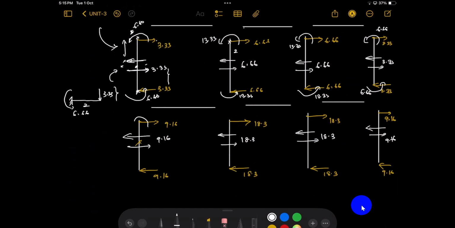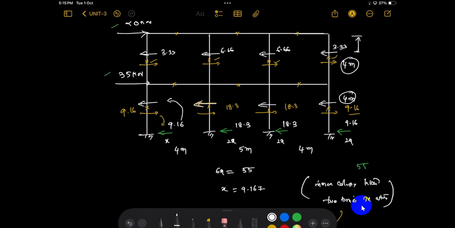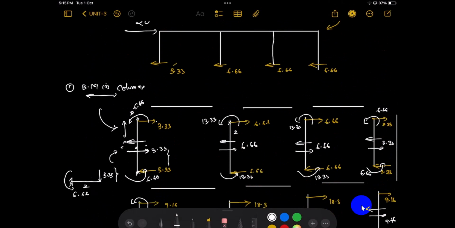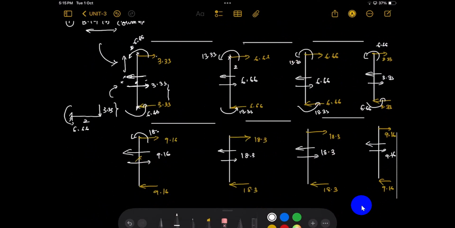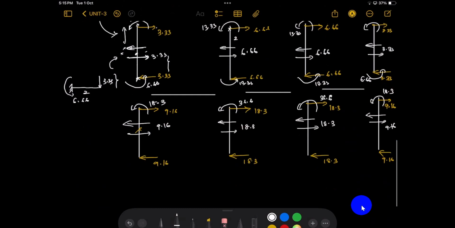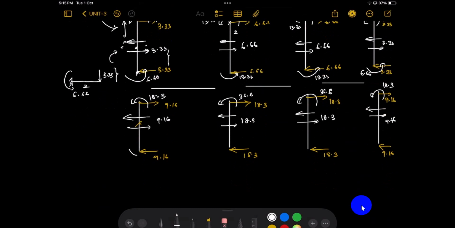What is the moment here? 9.16 multiplied by the distance. Again it is 4 meters, half of the distance is 2, so 18.3. Here 18.3, here 36.6, here 36.6, and here 18.3. So here, this is the force and this is the distance.